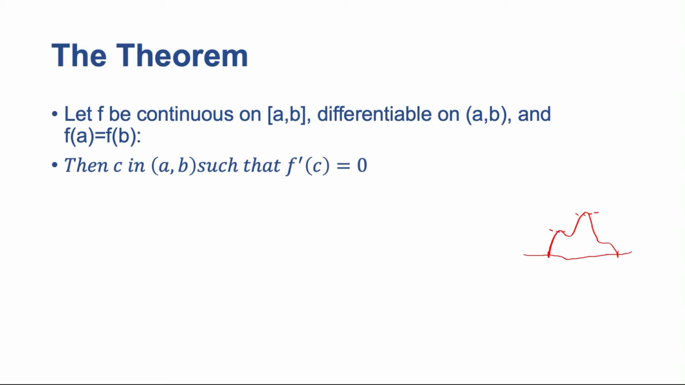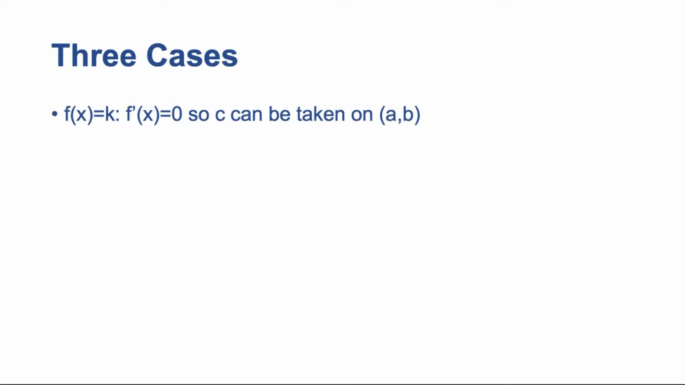Okay, so we have three cases for Rolle's theorem. So let's take a peek at those cases. The first case says that f(x) equals k. So it's a constant. So that means that our derivative is going to be 0. So c can be taken anywhere in (a, b), because if I have a horizontal line, then I'm going to have just a horizontal line where the derivative is 0 everywhere. So I don't really have any local max or minimum values.